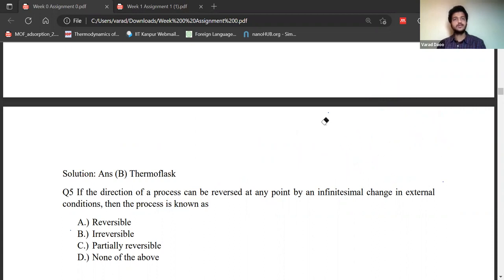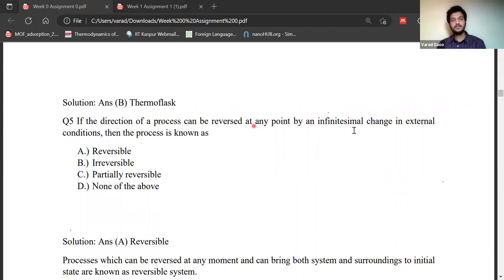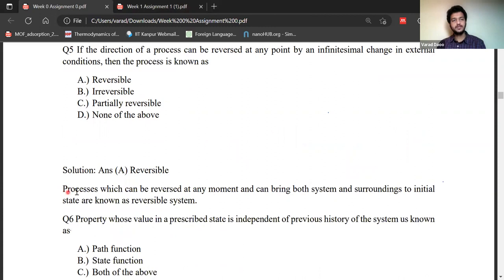So anybody has any question? I'll wait for one more minute and then we can go. So this is the answer. If the direction of a process can be reversed, we have a reversible process, right? The explanation is: a process which can be reversed at any moment and can bring both system and surrounding back. So here this word has to be highlighted, which is both. Both system and surrounding.